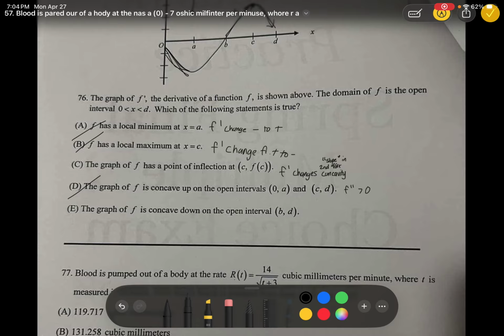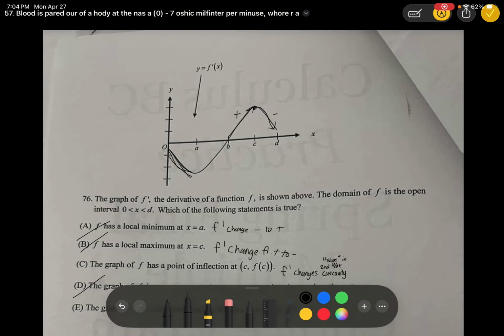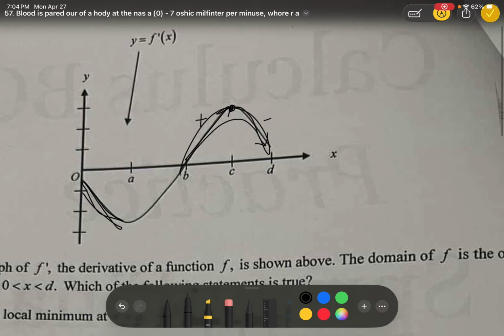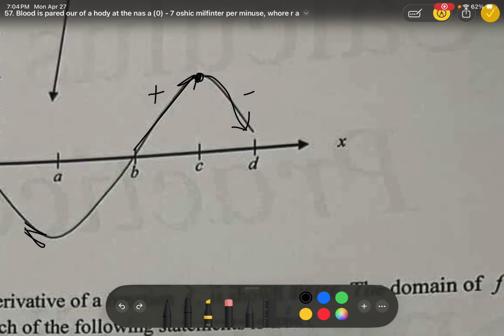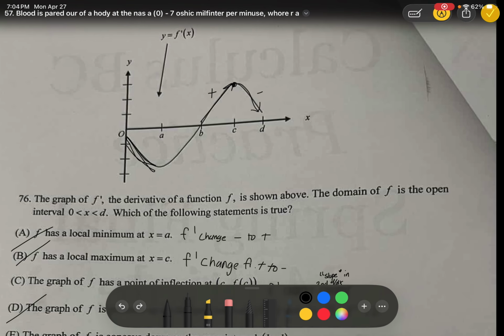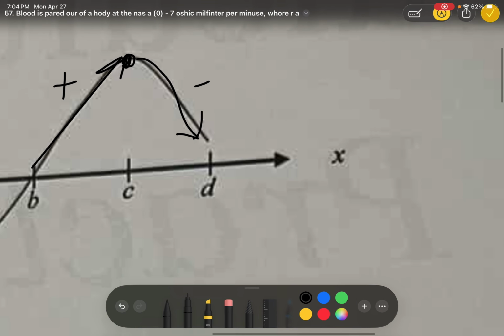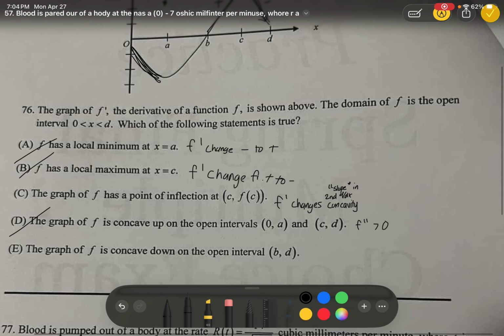And the graph of f is concave down on the open interval from b to d. No, if it were the graph of f of x, that would be true. But this is the graph of f prime of x. It would only be concave down from 0 to a and c to d. So this is false. So C is our answer.